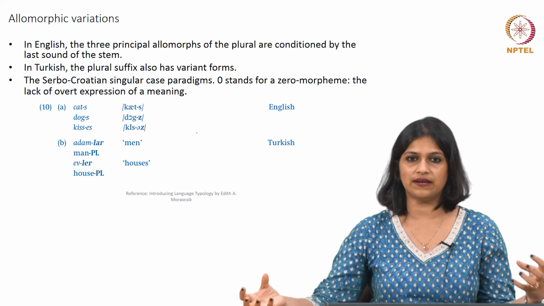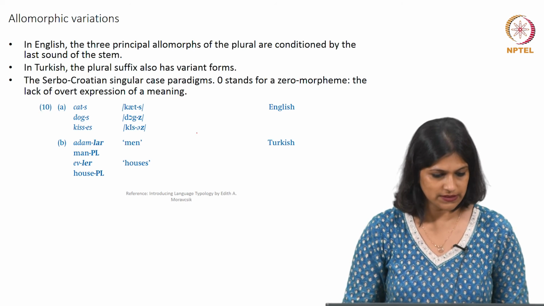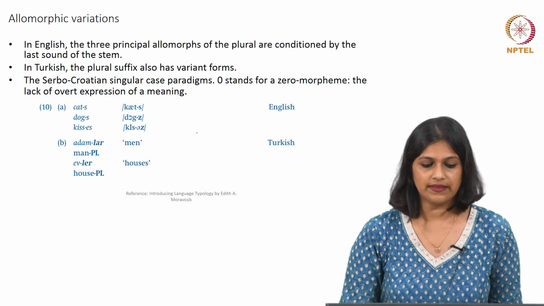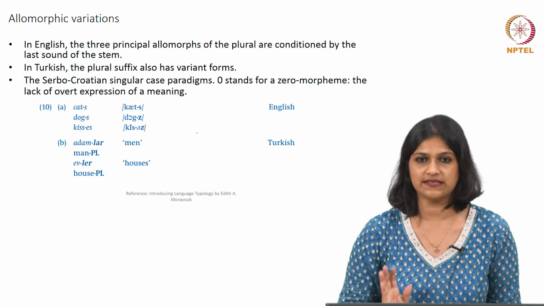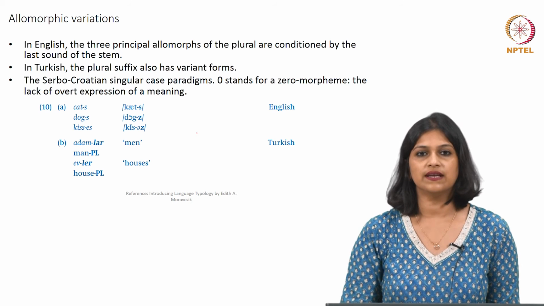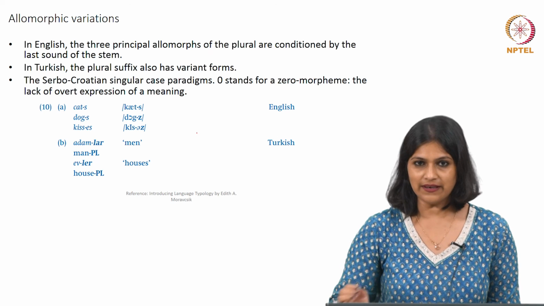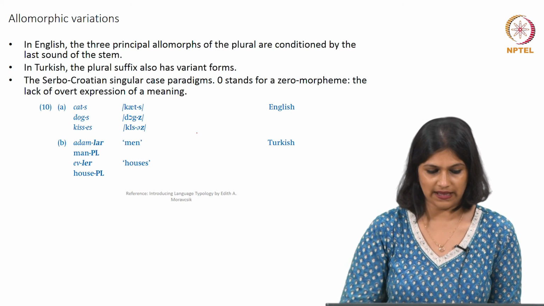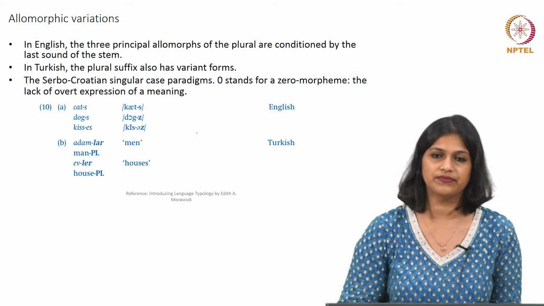So, these are two different domains or two different types to understand when you are trying to figure out what morphological typology is. In English, the three principal allomorphs are conditioned by the last sound of the stem. Primarily, the plural marking in English is considered to be allomorphs. However, in Turkish, there are three different plural suffixes for three different forms. So, let's check that. First we will check English and Turkish, and later we will think about the Serbo-Croatian languages.